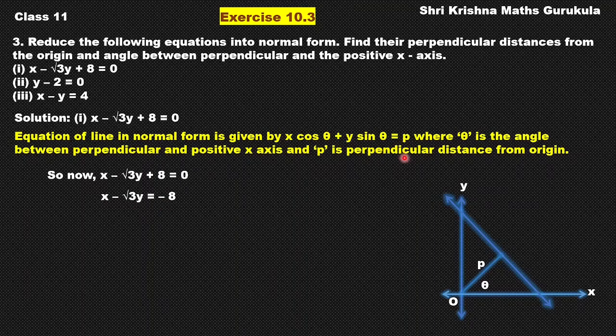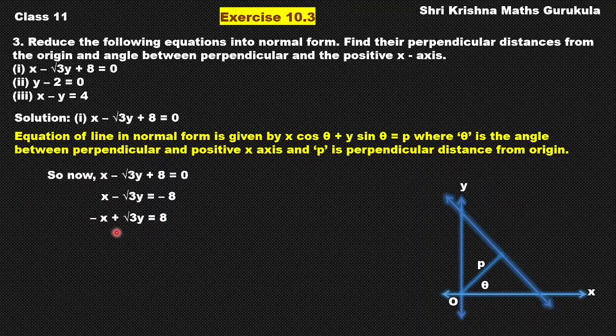Now we have just understood that p is the perpendicular distance. Distance has to be positive, right? So we are going to make this term positive. Whenever you are asked to reduce any equation to normal form, the first thing you do is bring the constant to the RHS. If it is a positive quantity in the RHS, fine. Otherwise, you have to make it positive by multiplying throughout the equation by minus 1. So I am doing it now. The equation becomes minus x plus root 3y is equal to 8. Now we have made this quantity positive.